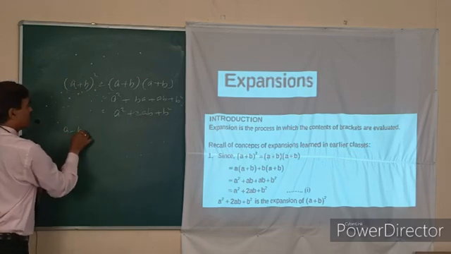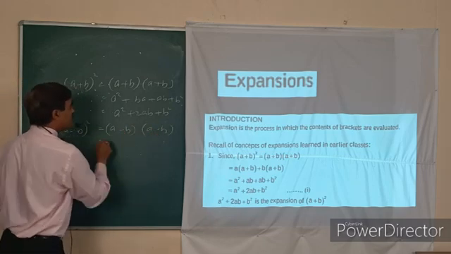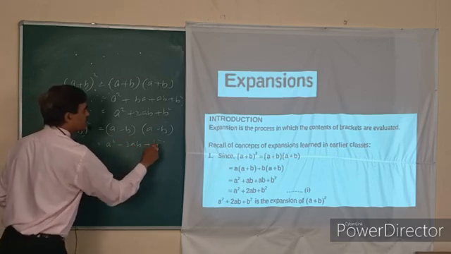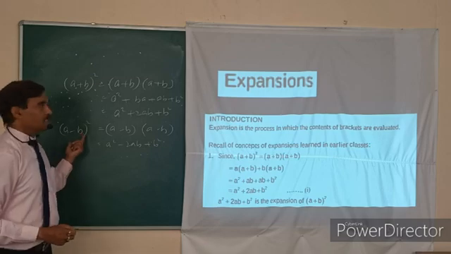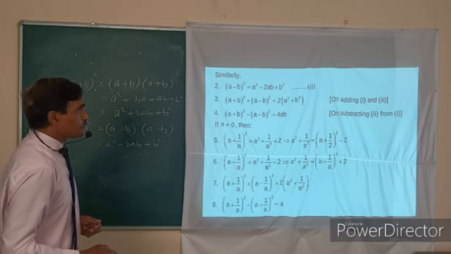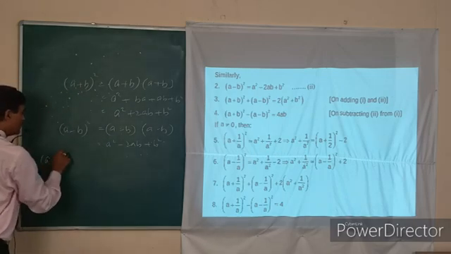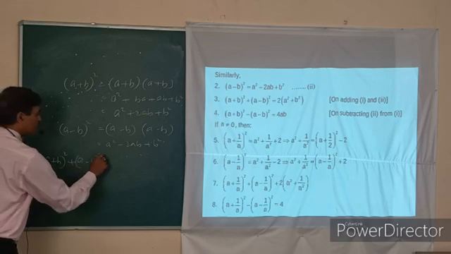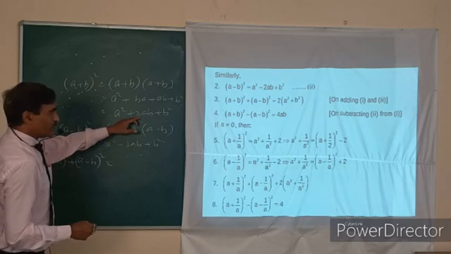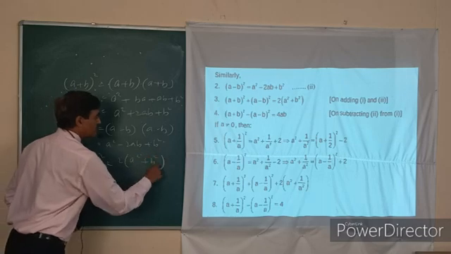Similarly, if we take (a minus b) whole square, that is (a minus b) multiplied by (a minus b) again. So when we multiply it, we will get a square minus 2ab plus b square. So these are the expansions of (a plus b) whole square and (a minus b) whole square. Now, similarly, if we add these two, suppose (a plus b) whole square plus (a minus b) whole square, then the plus 2ab and minus 2ab will be cancelled. So here we will get 2 times (a square plus b square).